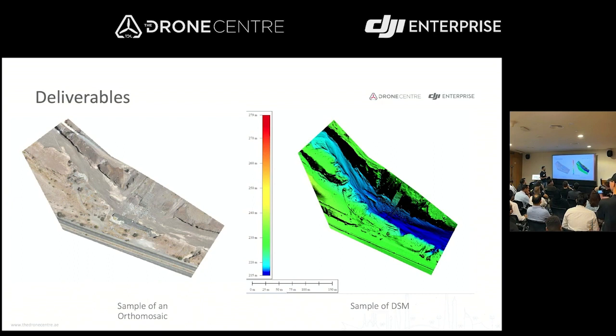This is also a sample of the DSM, the digital surface model. We can see here the blue color is almost 215 meters above the mean sea level, and the green color is almost 230. So you understand the terrain surface of this area.